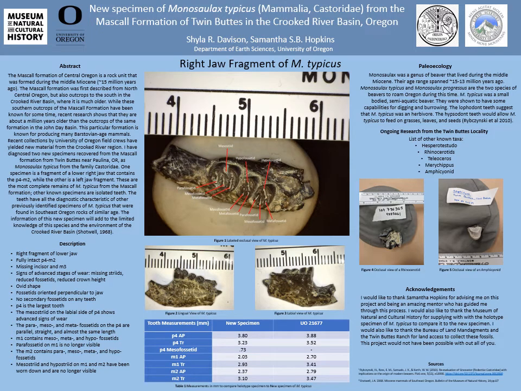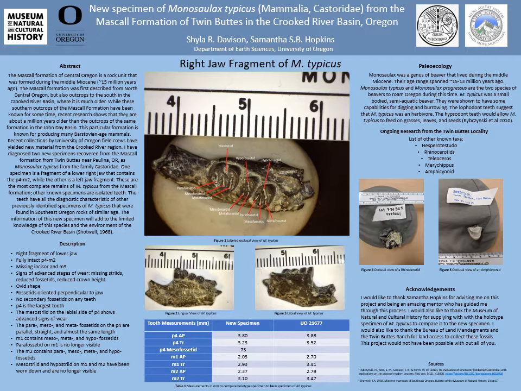Hello, my name is Shyla Davison, and I will be talking to you about a new specimen of Monosaulax typicus from the Mascall Formation of the Twin Buttes locality in the Crooked River Basin, Oregon. Monosaulax typicus was an early beaver that roamed Central Oregon during the Middle Miocene about 15 million years ago.